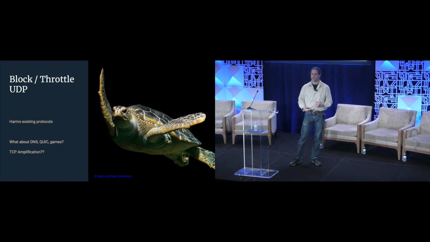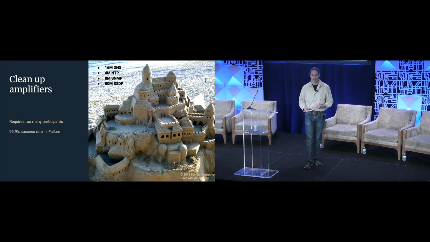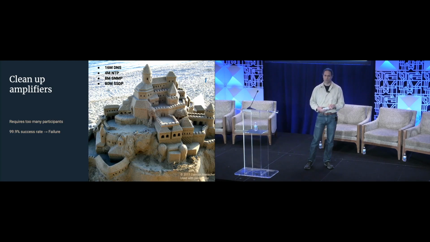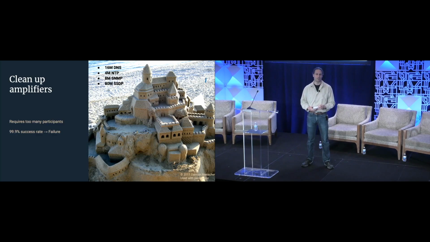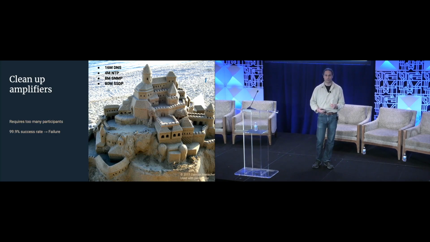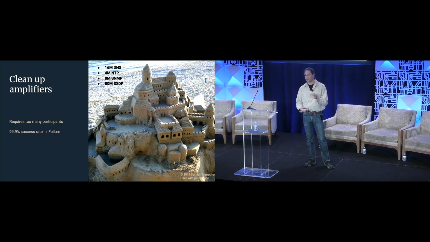Another idea that people have proposed is cleaning up the amplifiers, right? There are some great projects that have been used to track how many amplifiers there are. Right now, I think there's around 16 million DNS servers out there that can be used for amplification. So we could try to clean all of those up. There are changes that we can make. Similar with NTP, there's about 4 million of those. You can change the default packages to not allow for amplification. But that's going to take a very long time to roll out, right?